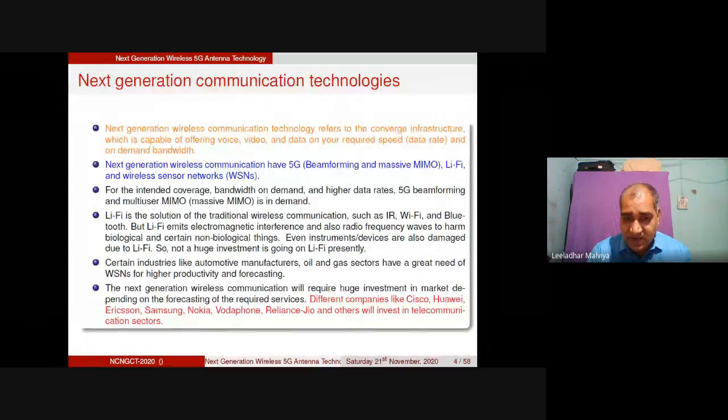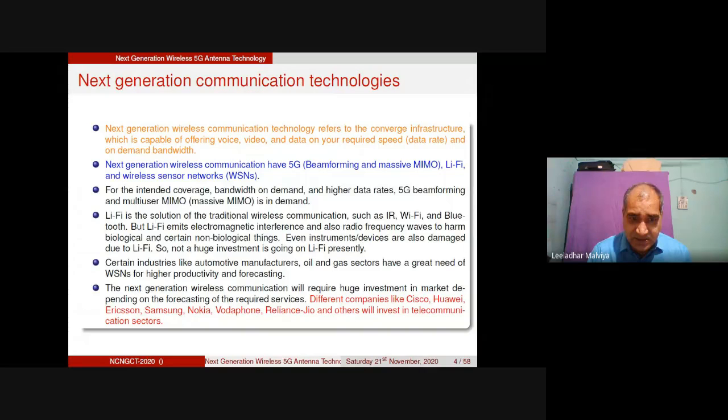The next generation of wireless communication is 5G. Why 5G? Because we need the particular coverage and the fastest speed. Single-user MIMO and multi-user MIMO are requirements of life, as well as new technologies like Li-Fi and wireless sensor networks. These also have very strong candidature among wireless communication technologies. Jointly, these are used to provide intended coverage, bandwidth on demand, high data rates, 5G beamforming, and multi-user MIMO, and these are in huge demand.